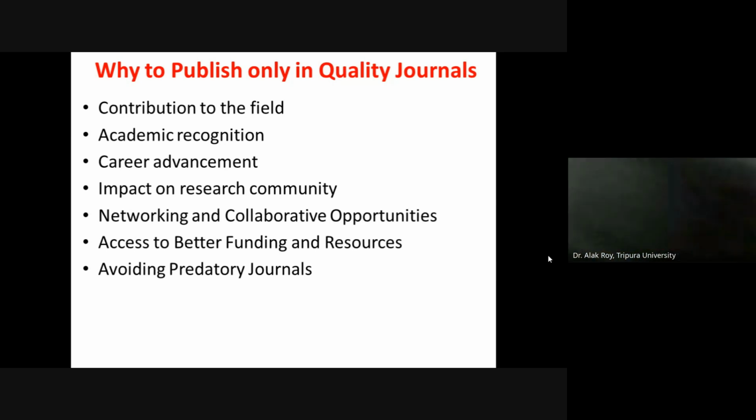And access to better funding and resources. Lots of funding agencies are there. Prior to sanctioning funds, prior to sanctioning a project, they try to find out what types of credentials you have in the form of publications. They check for it. So this is also another issue. And obviously avoiding predatory journals, that I will be talking about at a later point of time.